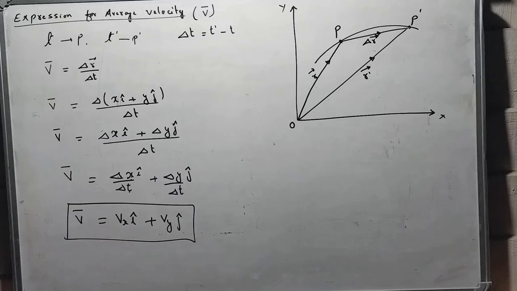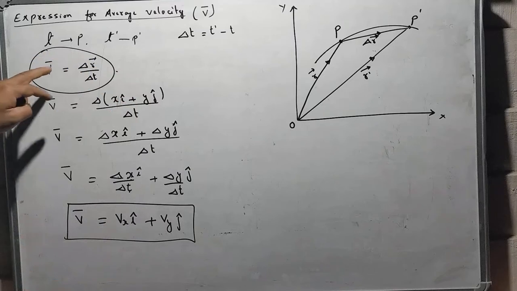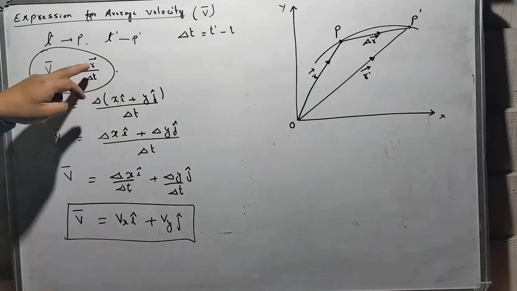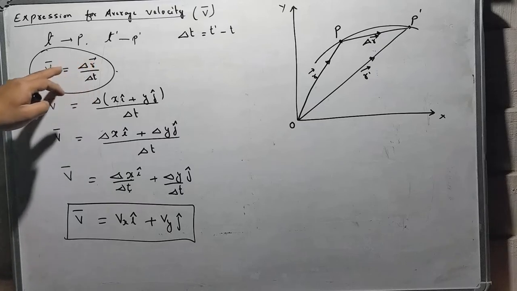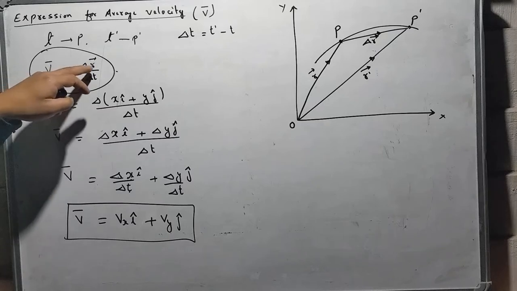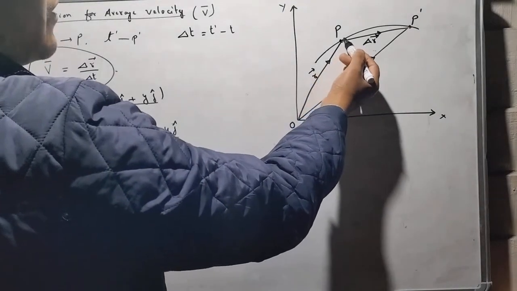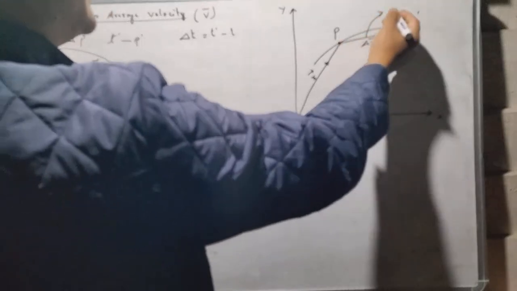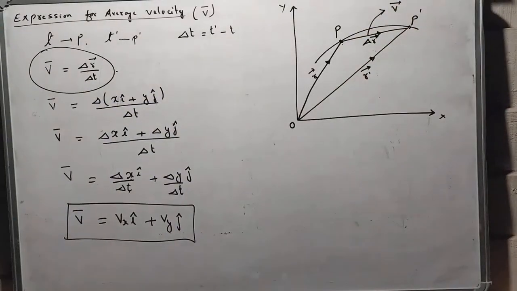Now if you look at this equation, we see v bar is equal to delta r upon delta t. Because this delta r is a vector quantity, the direction of this average velocity is determined by delta r. If delta r is acting from P to P dash, it means the direction of average velocity also will be along from P to P dash.